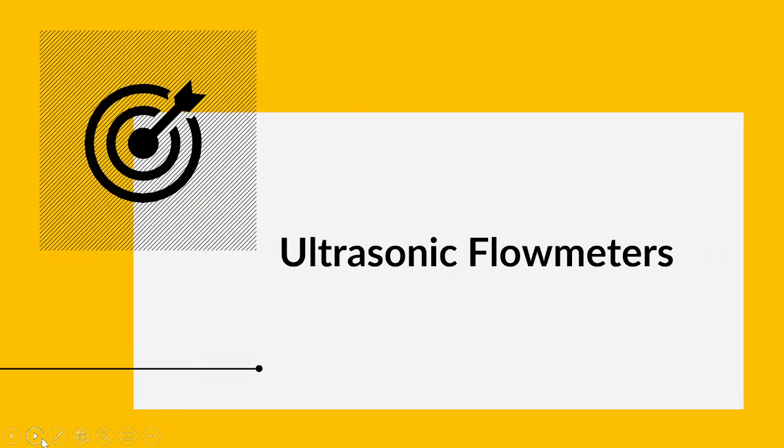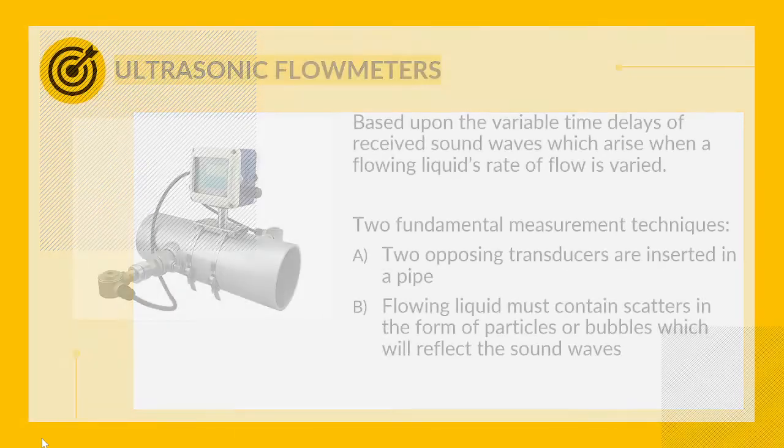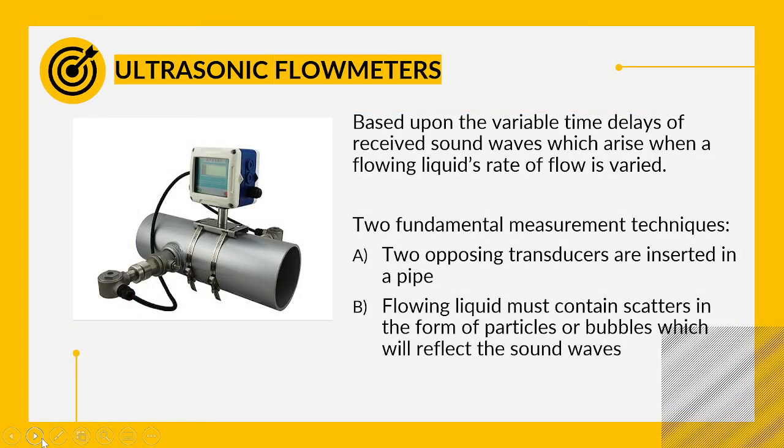After the vortex shedding flow meter, we have the ultrasonic flow meter. It has two fundamental measuring techniques. First, two opposing transducers are inserted in a pipe, and second, the flowing fluid must contain scatterers in the form of particles or bubbles which will reflect the sound waves. Ultrasonic flow meters are based upon the variable time delays of received sound waves which arise when a flowing liquid's rate of flow is varied.